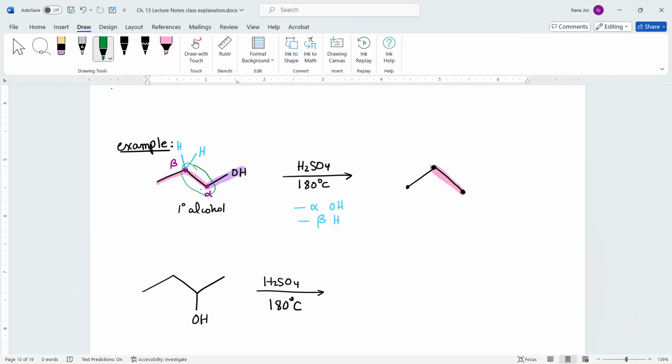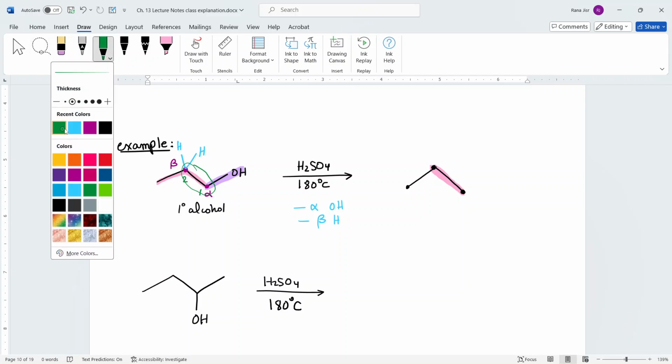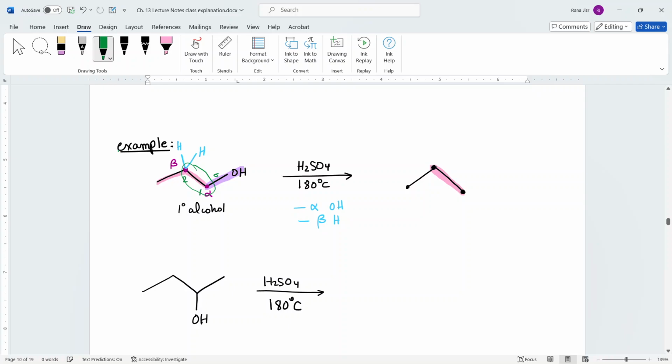I'm going to number those as carbon 1 and carbon 2. So the alpha is on carbon 1, the beta is on carbon number 2. So I am expecting that my alkene or the double bond is going to be between carbons 1 and 2. I'm going to lose the alpha OH, so that is my first sigma bond over here. And I'm going to lose the beta hydrogen, which is the second sigma bond in there.